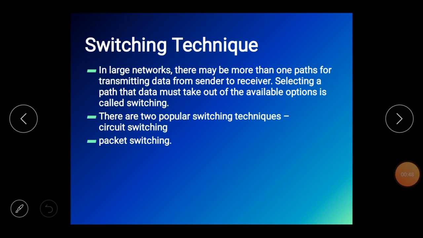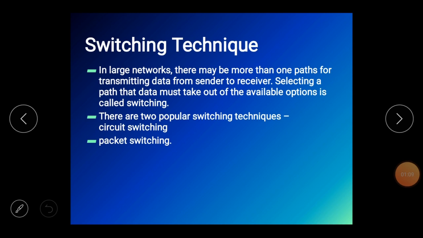Suppose that from your house to any particular shop there are 2 or 3 or 4 more shortcuts from your house to shop, and you will have to select a particular path when you are going to purchase anything. Then which path will you select? The selection of the path is known as the switching technique.